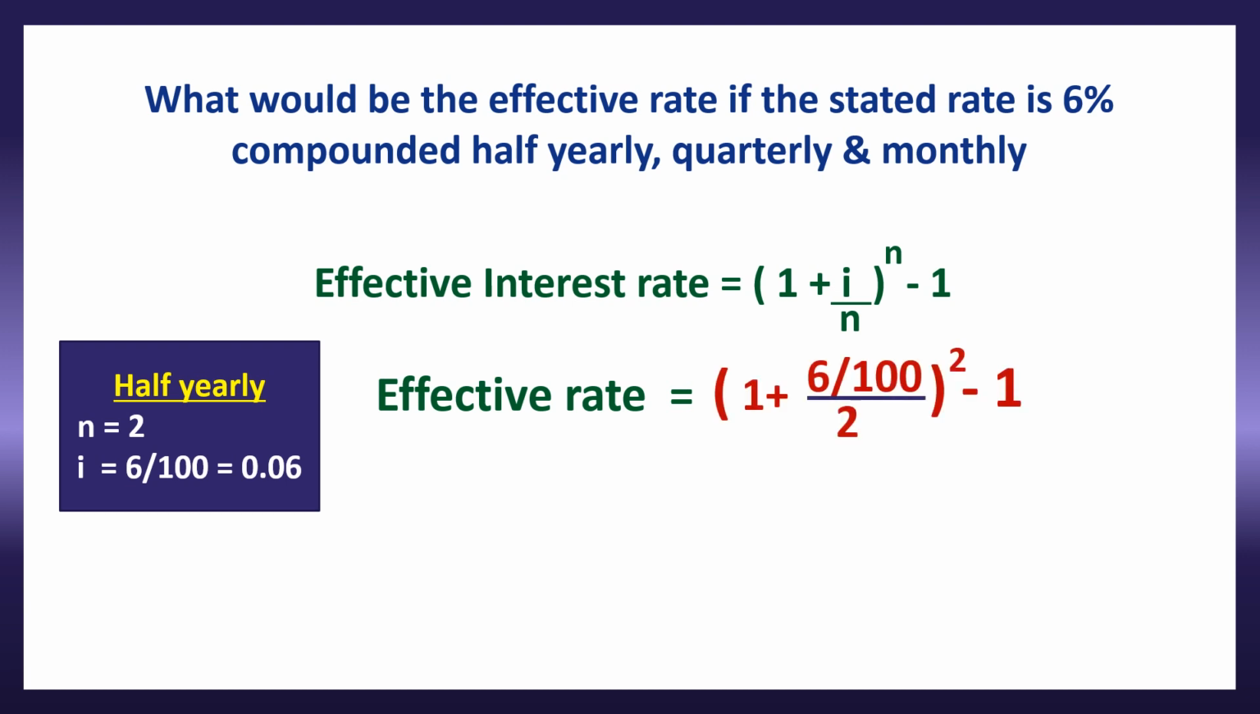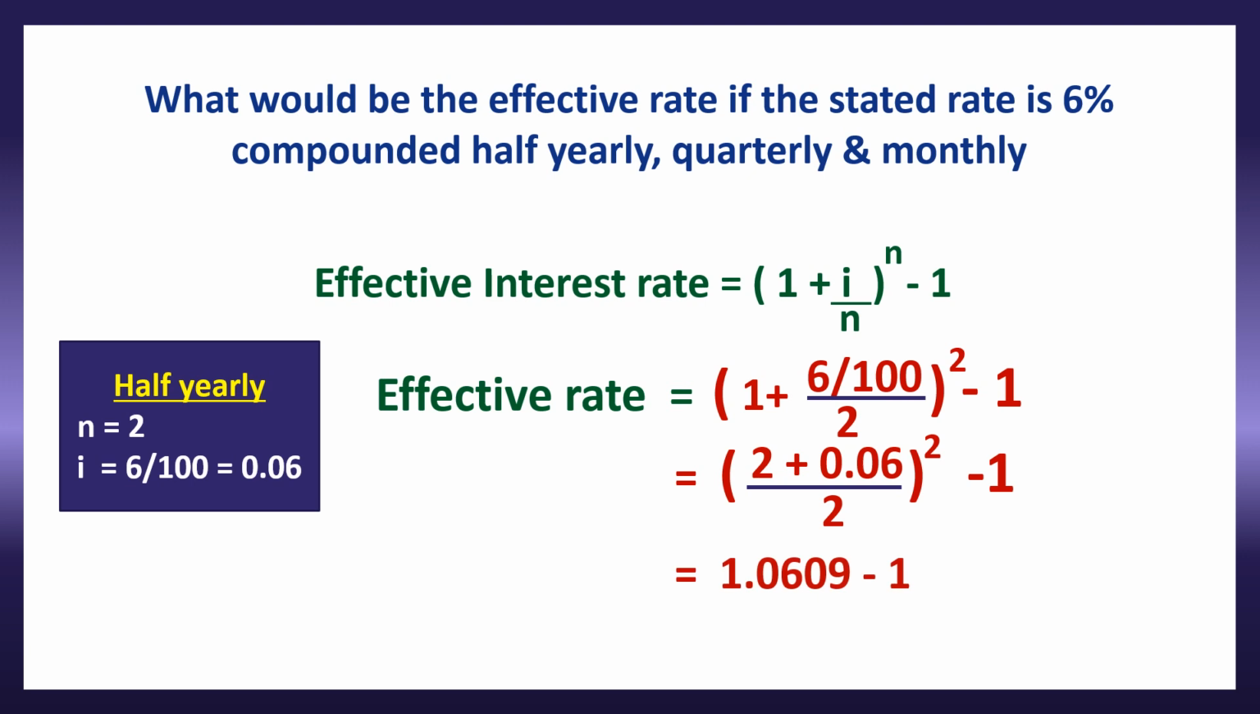1 plus 6 divided by 100, or that is 0.06, divided by n, which is 2, whole raised to 2, minus 1. So that will be (1 + 0.06/2)^2 - 1. That is 1.0609 minus 1, hence it is 0.0609. When we are converting it into percentage, we have to multiply it by 100. So the actual percentage becomes 6.09 percent.